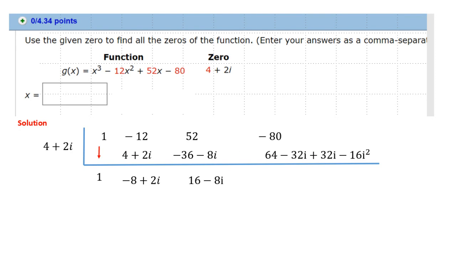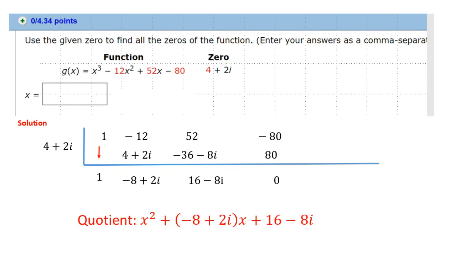We're going to do the same thing, multiply these two complex numbers. We end up with 64 minus 16i squared. Again, i squared is a negative 1. So this gives me a positive 16, and 64 plus 16 is going to give me an 80, and then negative 80 plus 80 is 0. Awesome. So we found that we have a 0 with the 4 plus 2i.